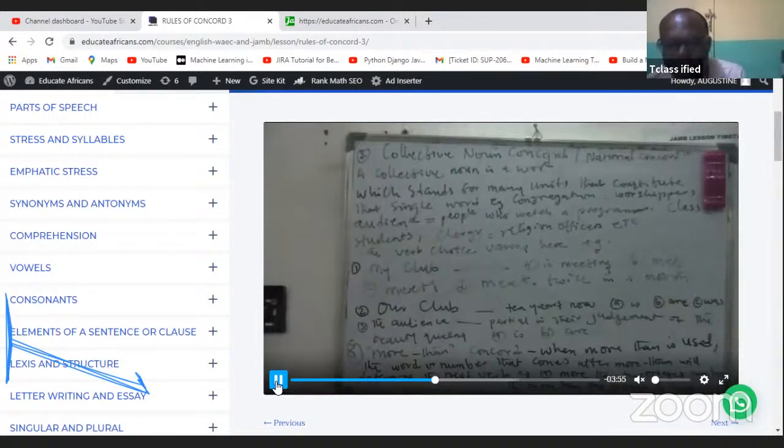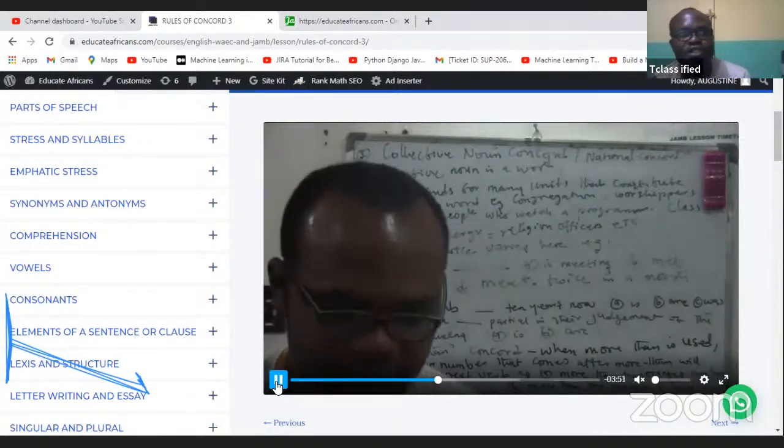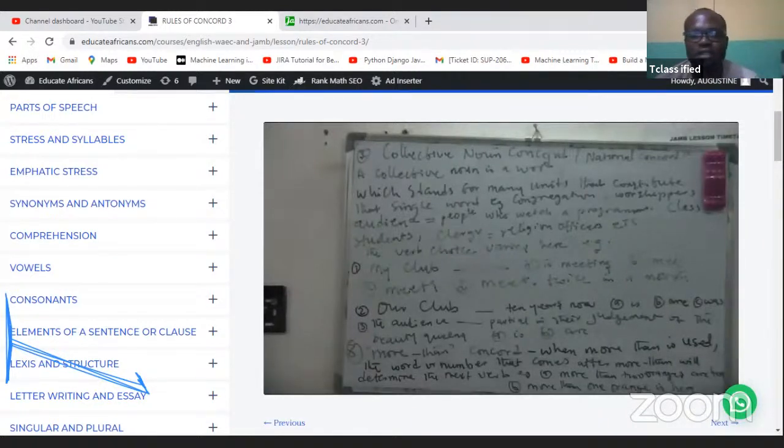More than one orange is here. So if you say more than one orange is here. But if you say more than two oranges, then you now use are here. More than one orange is here. More than two oranges are here. So take note of that.